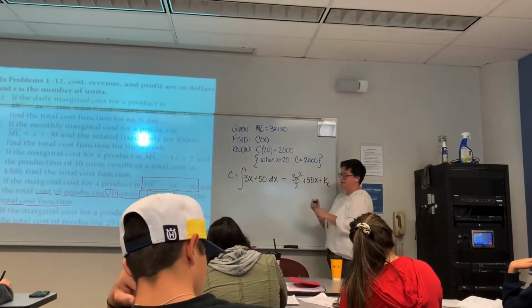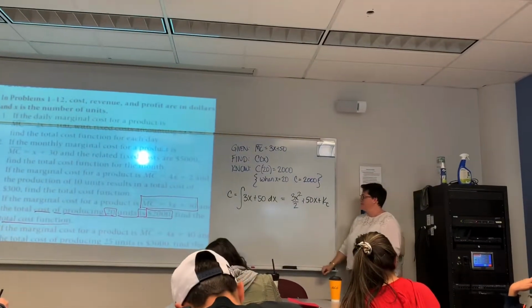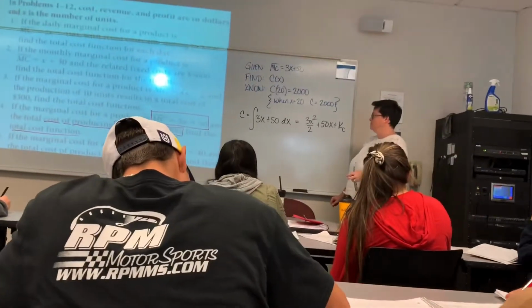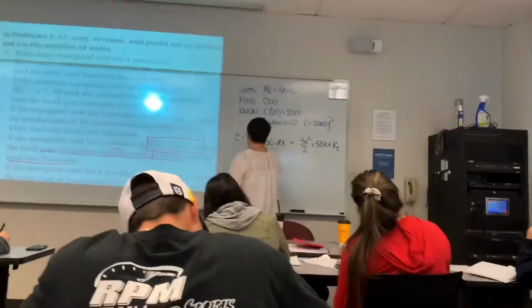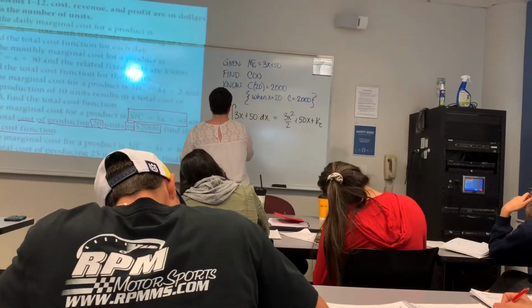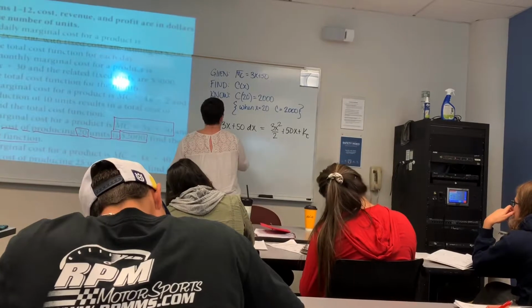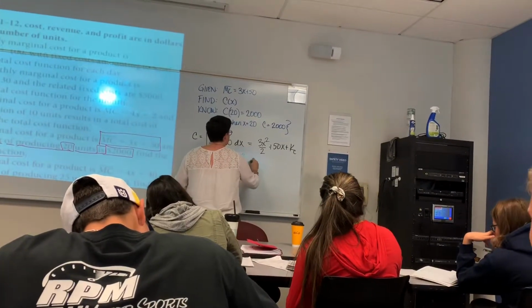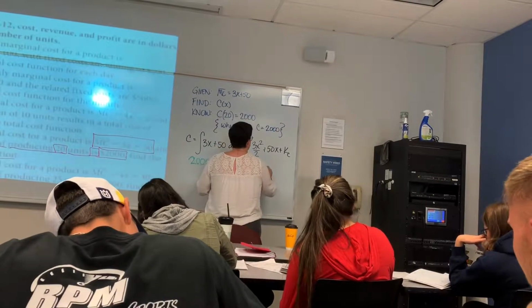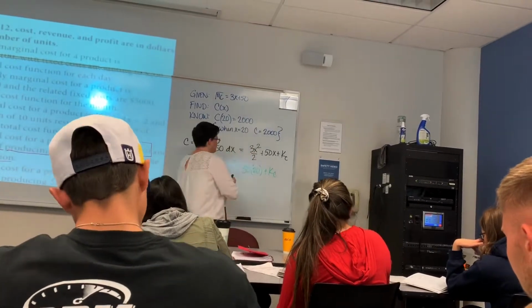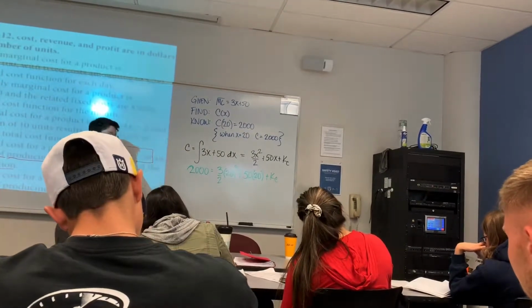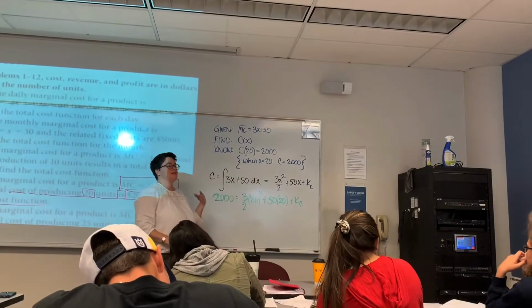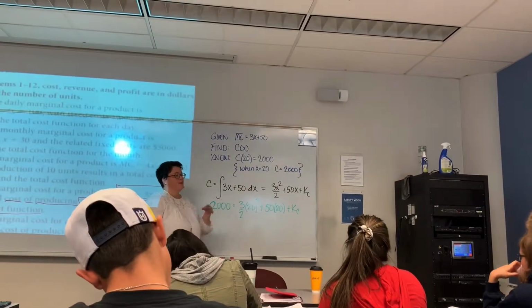Plus some constant associated with cost. Now what do we do? I'm gonna plug 20 in for X, and I'm gonna plug 2,000 in for C. 3/2 times 20 squared plus 50 times 20 plus K sub C. So Alex, that's why I said it's a good idea to get in the habit of just going through this motion, because you're not always gonna get fixed cost and it's not always gonna be K. You just have to go through the process.